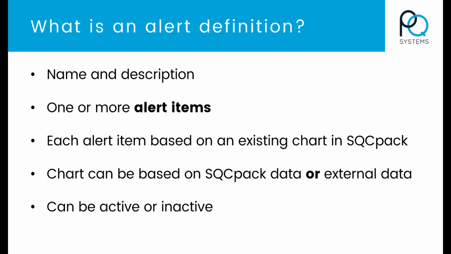Every alert that you have in SQCpack will either be active or inactive. If it is active, that means that the alerting service is paying attention and doing the monitoring and notification work we talked about earlier. If it is inactive, it's just something that's available for future use. So we have customers who have many alert definitions, but at any one time, they may only have 3 or 4 of them running because that's what's being done in their operation at the moment.